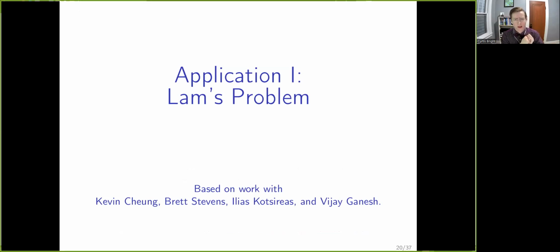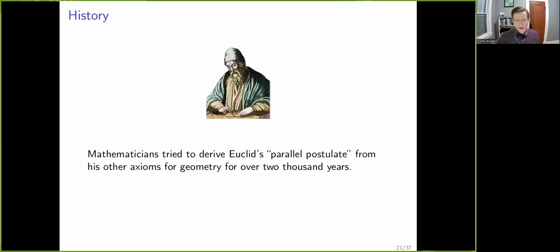Kevin and Brett are professors in the math department at Carleton, Ilias is at Wilfrid Laurier University, and Vijay is at Waterloo. And so this is a nice problem. It's kind of high profile. We won a best paper award for the work we did on this. So we're happy that this sort of approach worked.